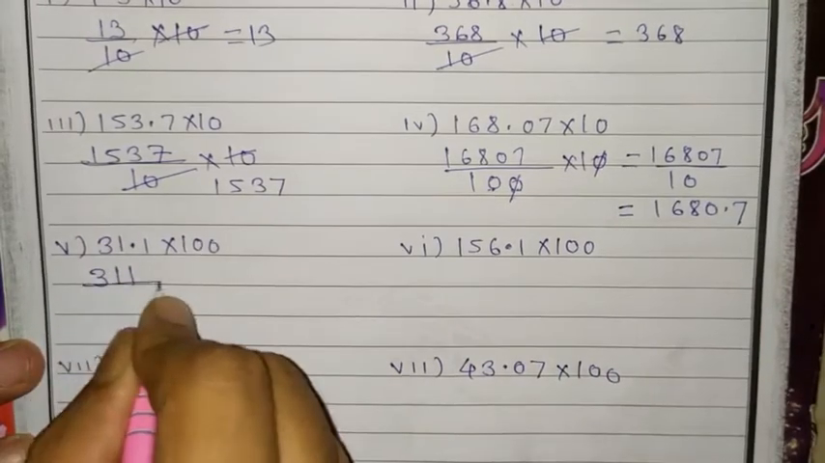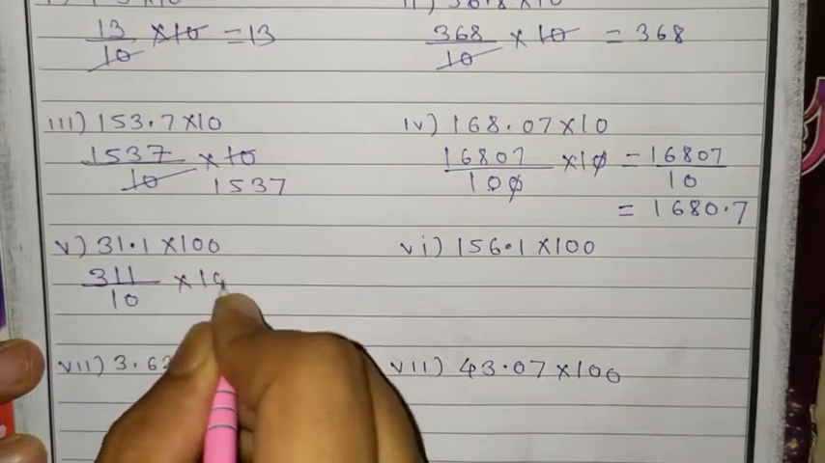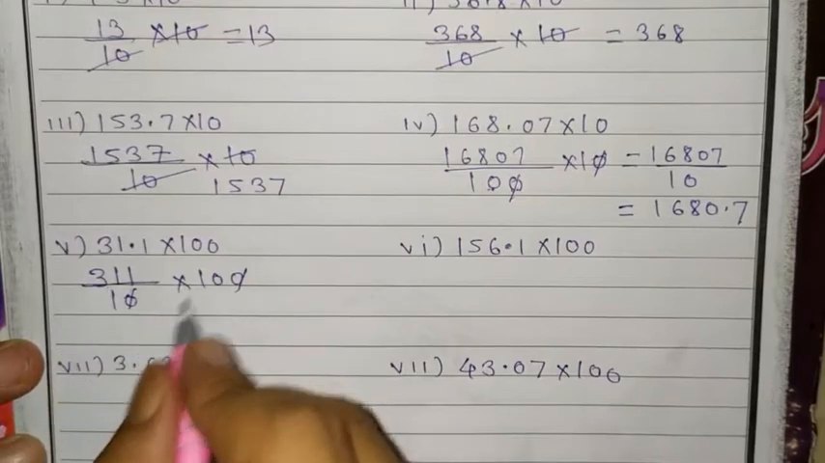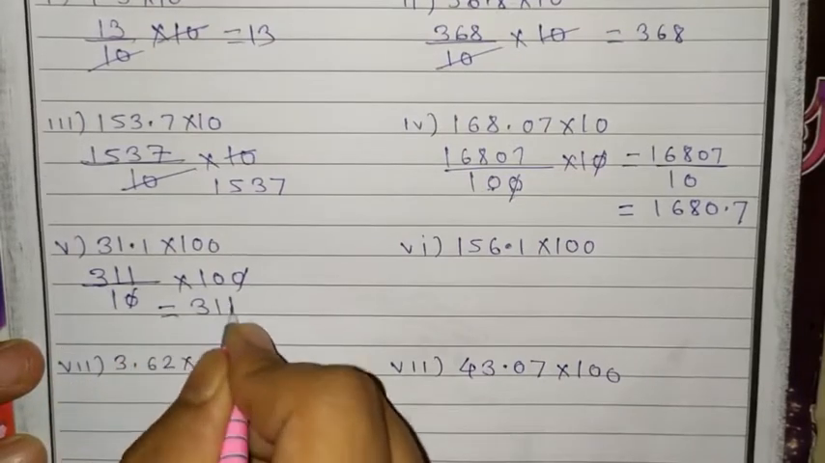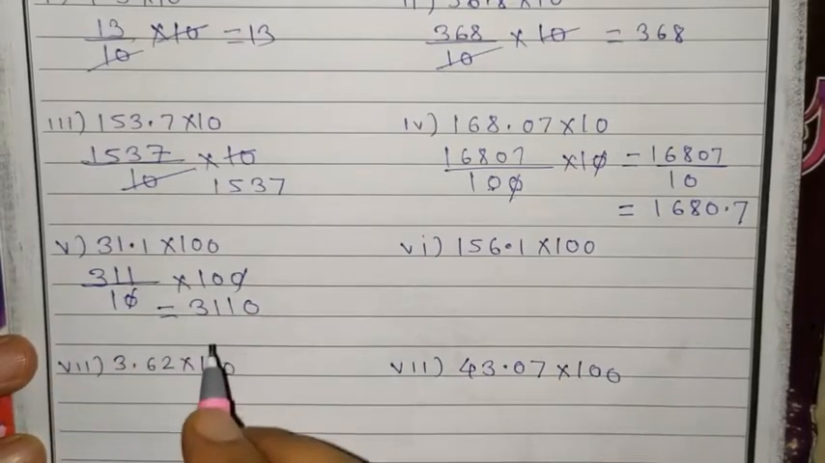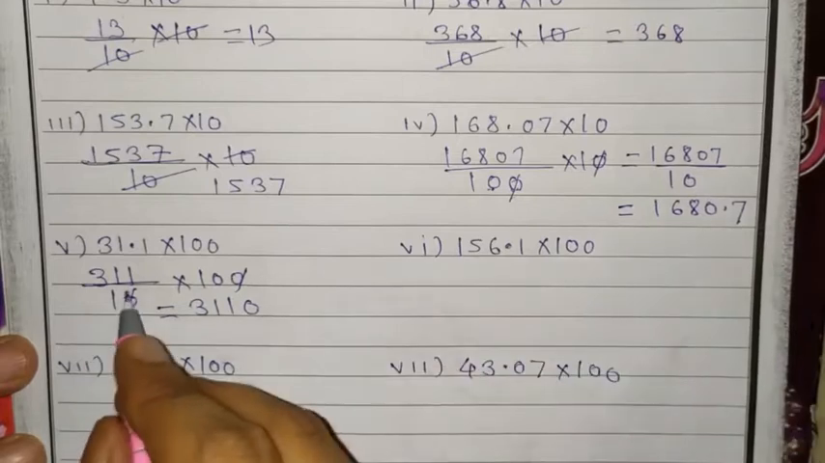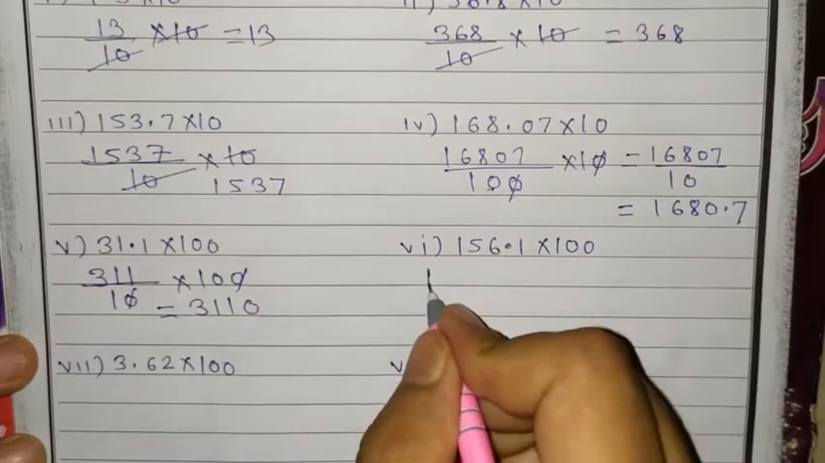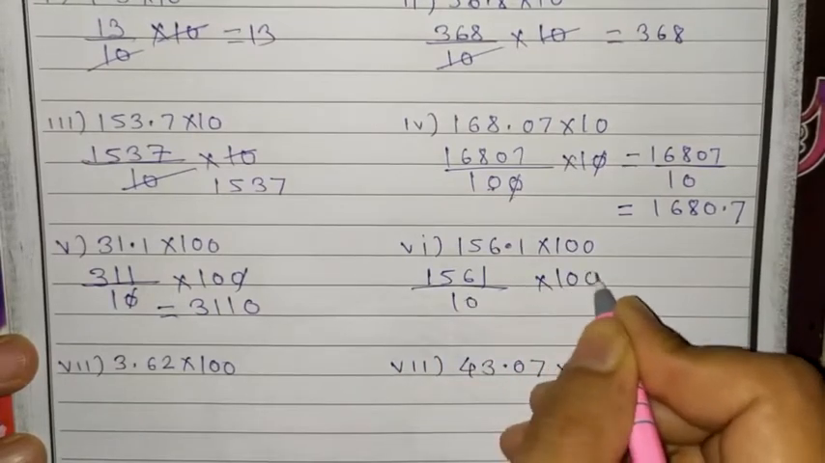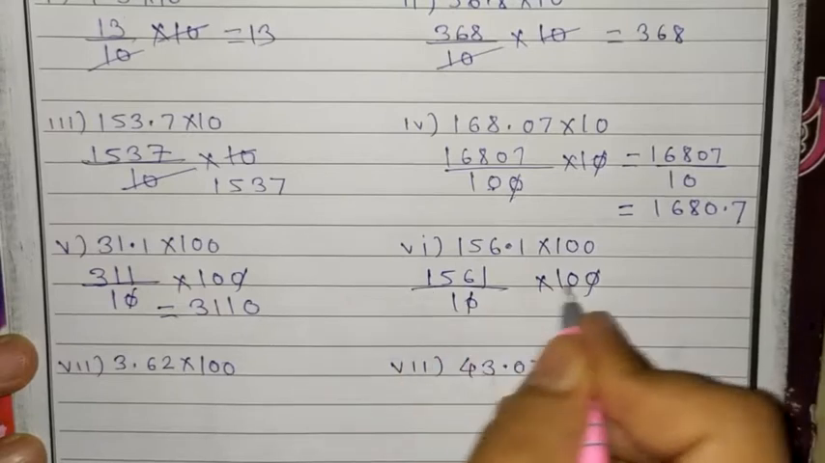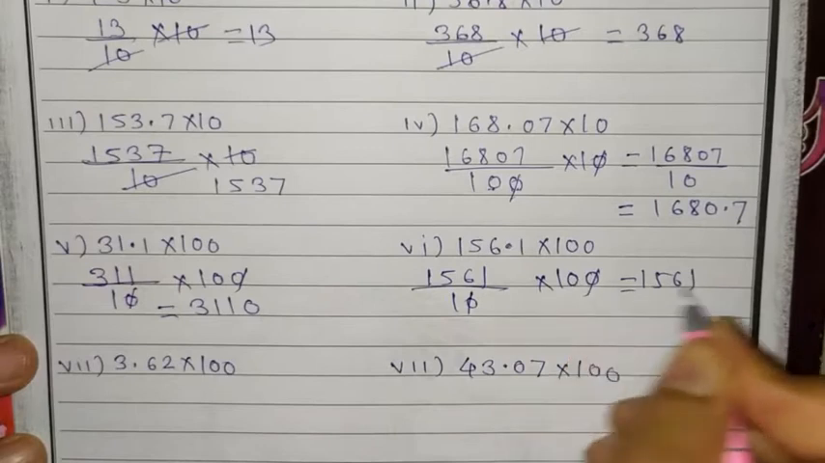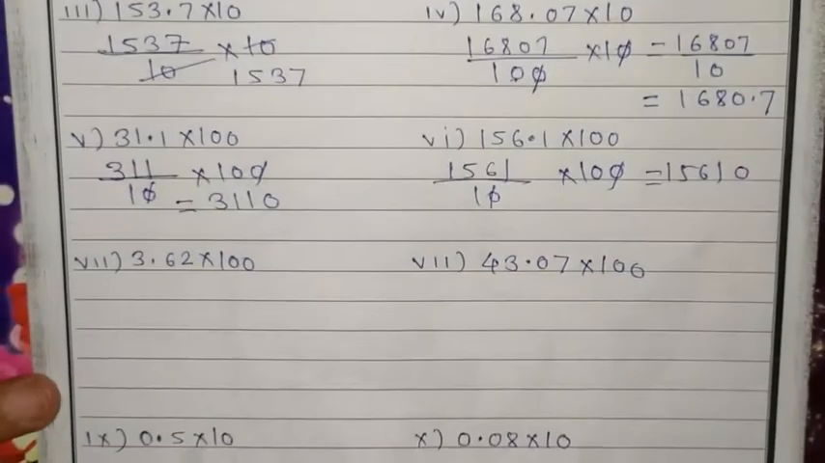Write the number as it is upon 10 into 100. Common 0 gets cancelled. So this number is multiplied with 10. So your answer is, at the last you just write 0. And here the decimal point will not be there because that is already removed. Next question. Write the number as it is upon 10 into 100. Common 0 gets cancelled. So do the multiplication with 10. So write the number as it is. At the last write the remaining 0. So it's a very easy way to solve.